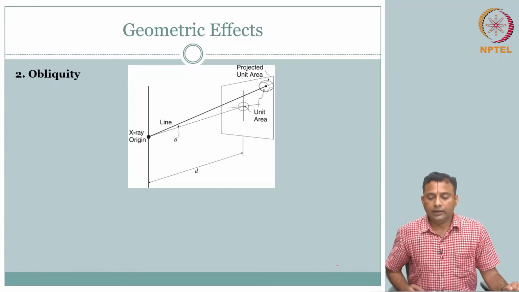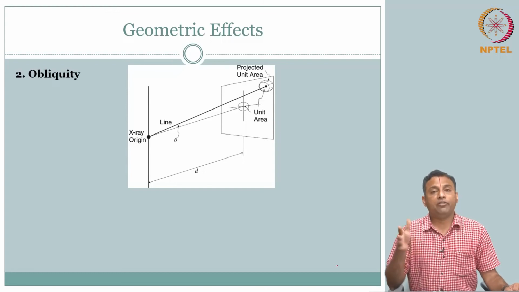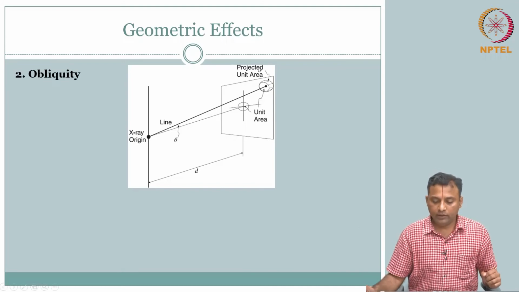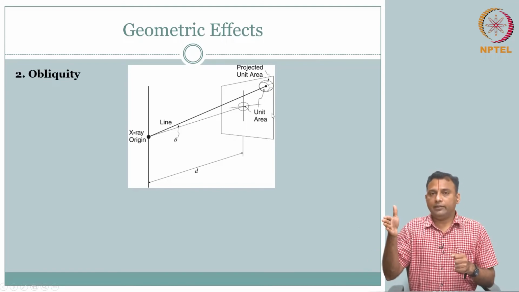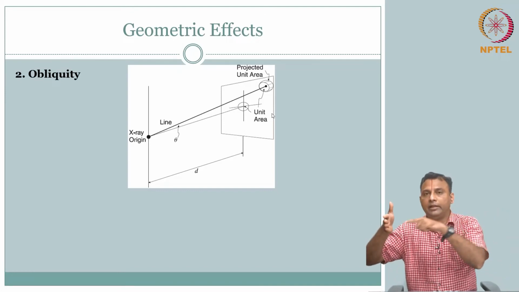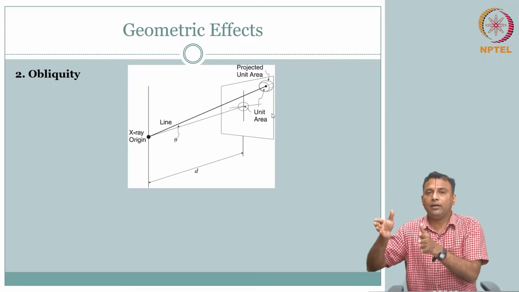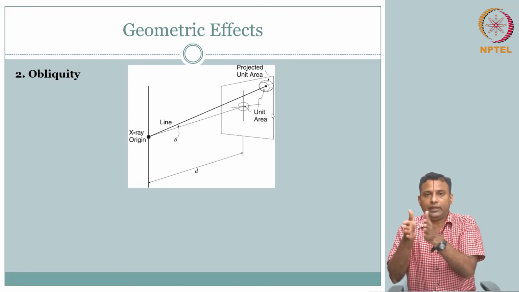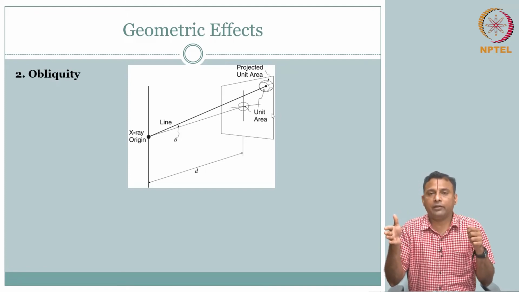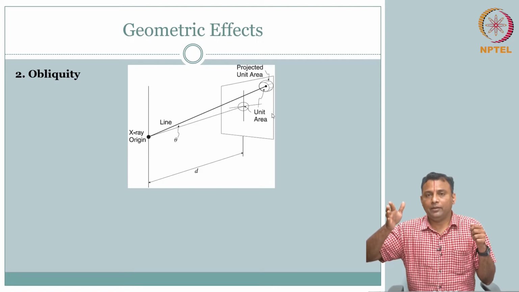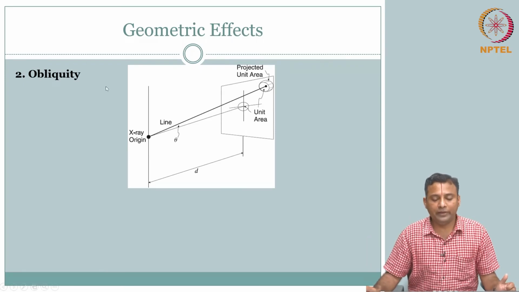Okay. Next is your geometric effect, which is your obliquity. As in, what is oblique? As you can see here, I have a detector. We were talking about the detector being perpendicular, so that the source is coming and hitting, and the object plane and your detector plane are parallel to each other, right. That is what we were drawing. But what if there is some angle, if it is not perfect? Some angle, that is called your obliquity.